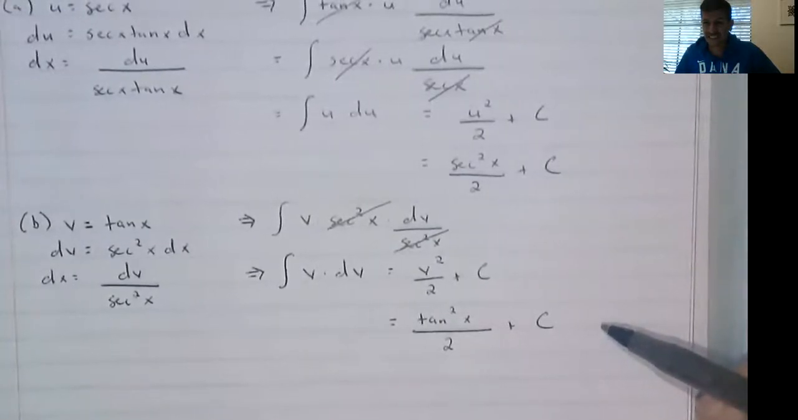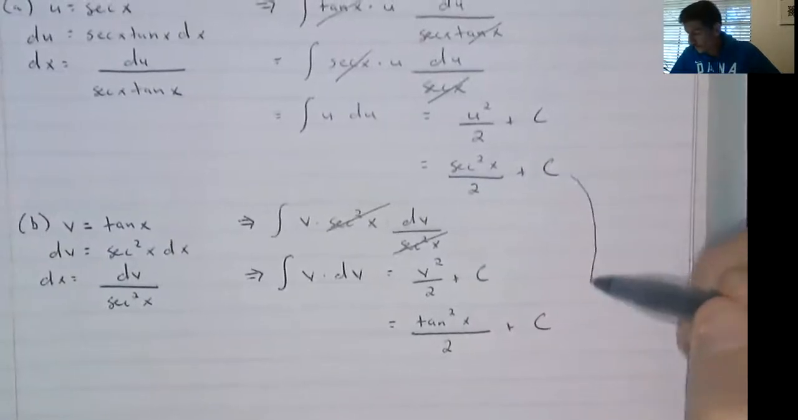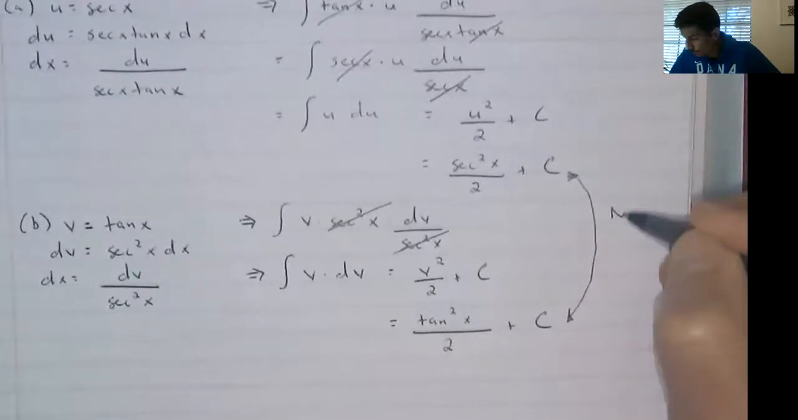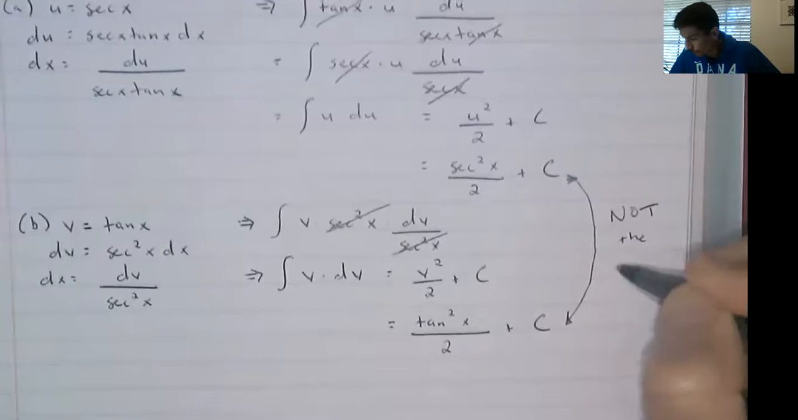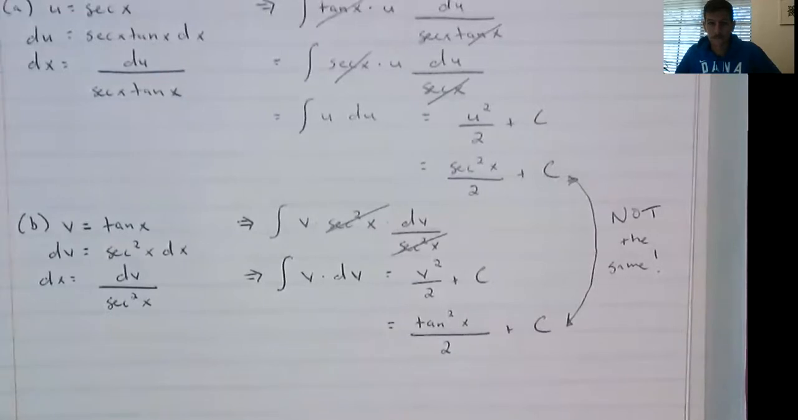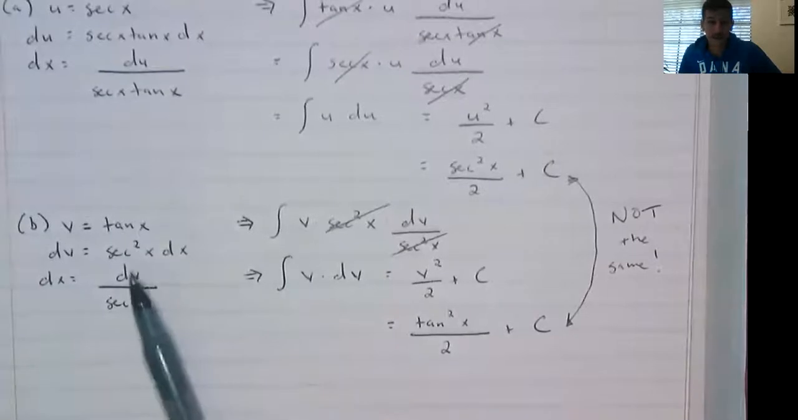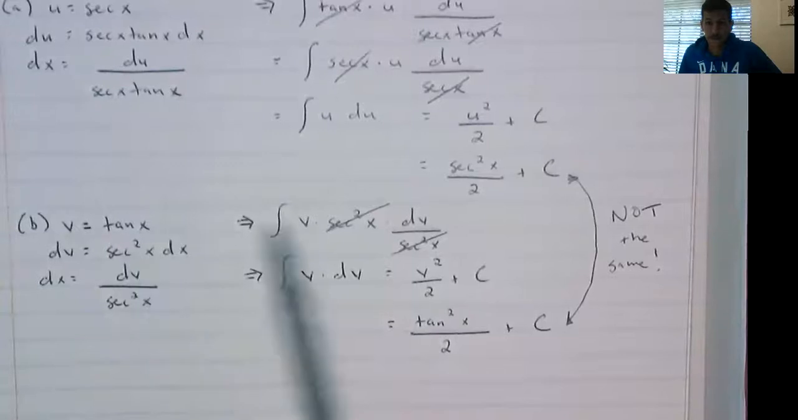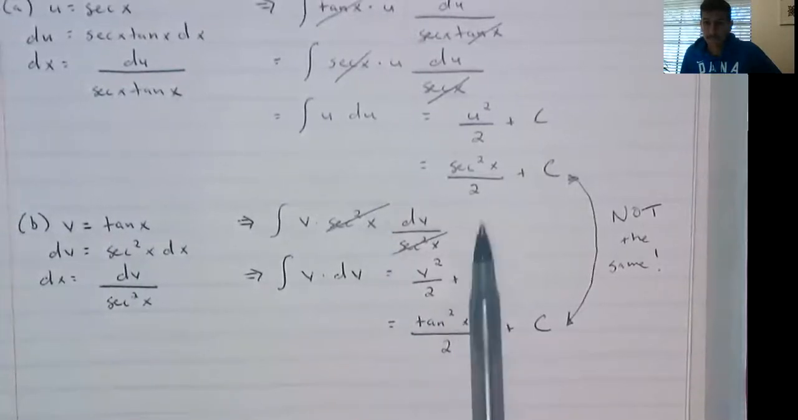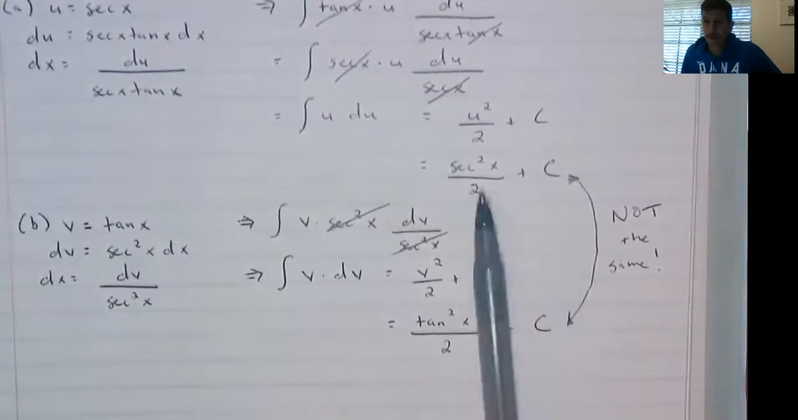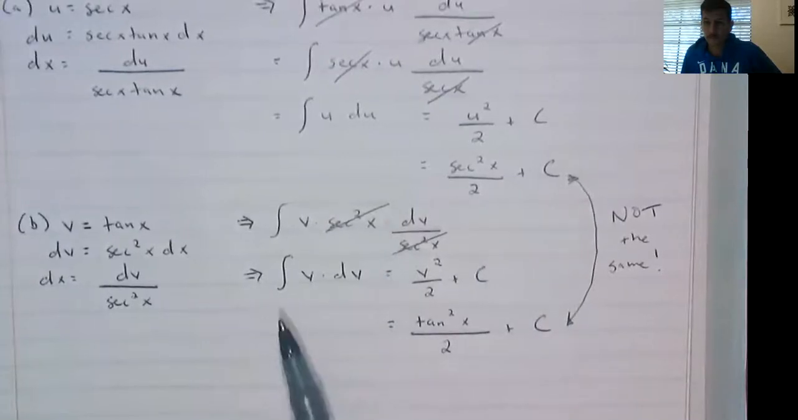What's going on, Mr. Smith? Not the same. Am I lying to you? Does this not work? I mean, it doesn't feel like we broke any rules here. It seemed like it worked pretty smoothly. We redefined, we differentiated, we subbed, we integrated, but secant squared is not the same as tangent squared. So how can these both be the antiderivative to that expression?